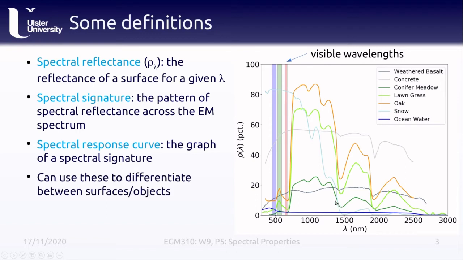We can use spectral signatures to help differentiate between surfaces and objects, potentially allowing us to map things like vegetation, or snow, or water bodies, or anything else that we might be interested in.